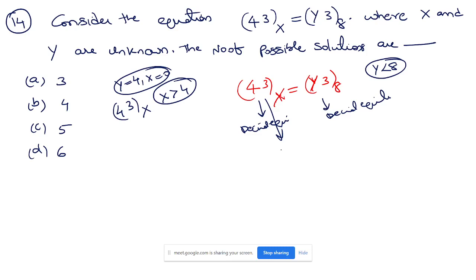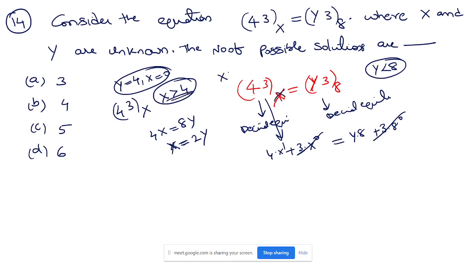So let me solve it for you. You will make it decimal equivalent: 3 into x power 0 plus 4 into x power 1. On the right hand side, the same decimal equivalent is 3 into 8 power 0 plus y into 8. Correct? So the 3 gets cancelled. 4x is equal to 8y. x equal to 2y. It looks like infinite solutions exist but doesn't. Why? Because the condition is here. You see this, x must be greater than 4, y must be less than 8, right?